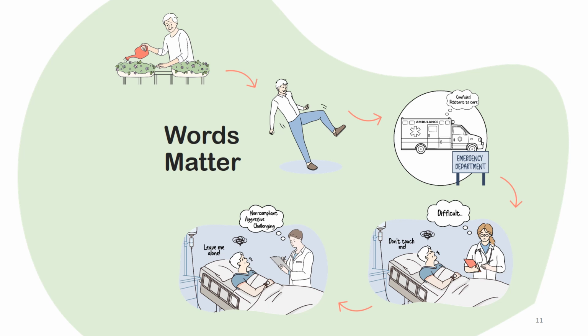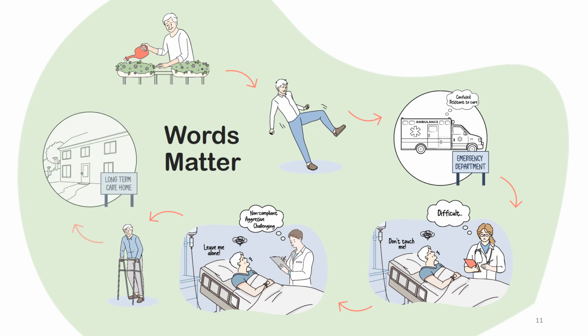His physical activity is impacted by these labels because he is left in bed much of the time due to his care team being fearful of a physically responsive behavior. He loses strength and function. Eventually, he is ready to be discharged from hospital, but he isn't going back to his home. He is now going to a long-term care home.